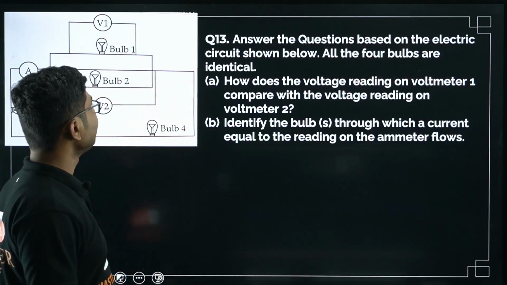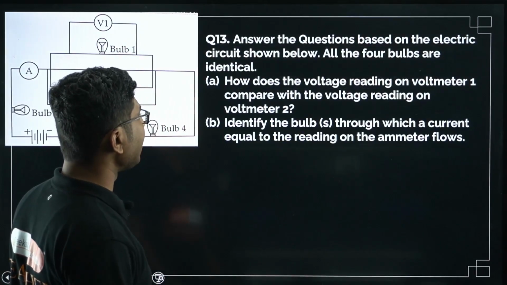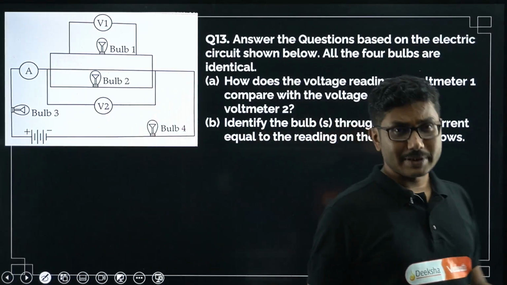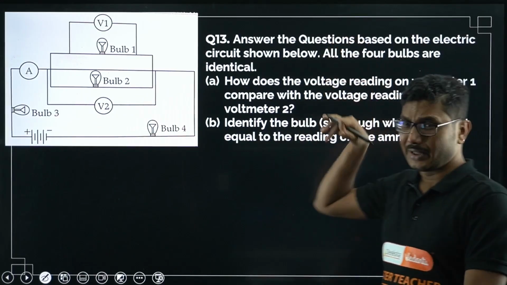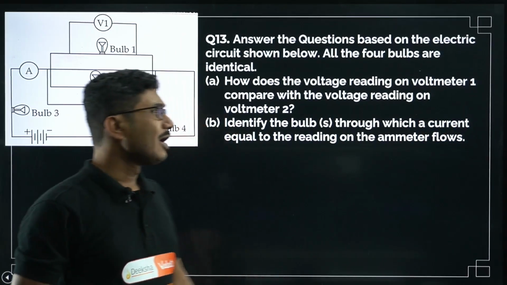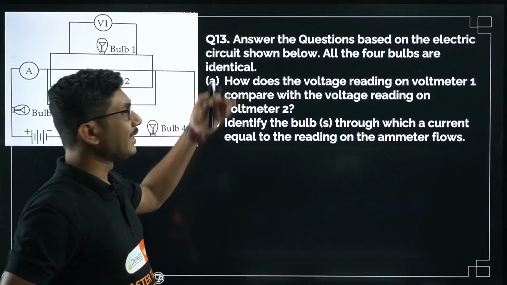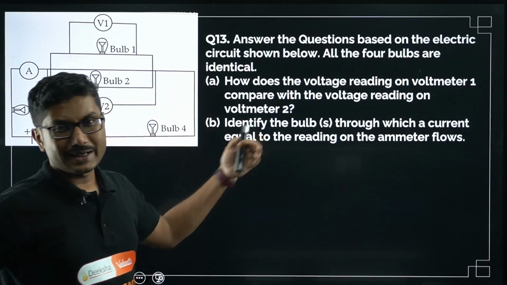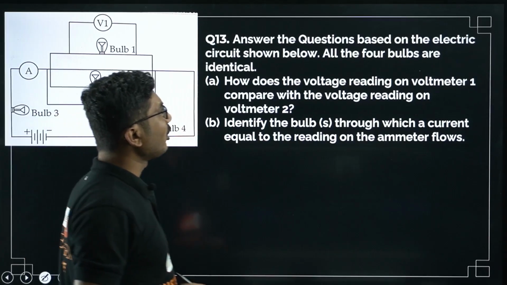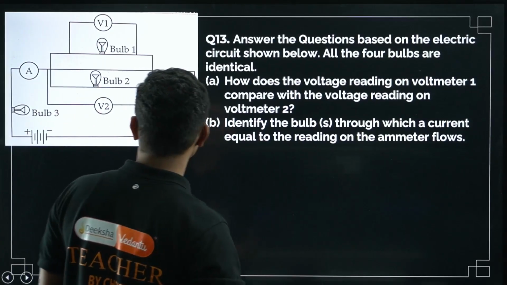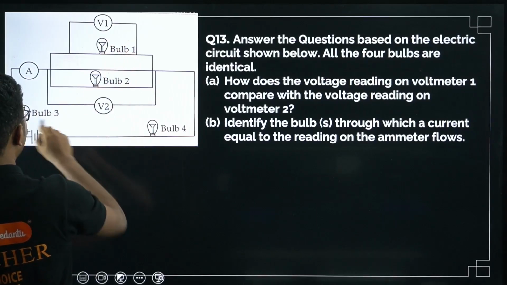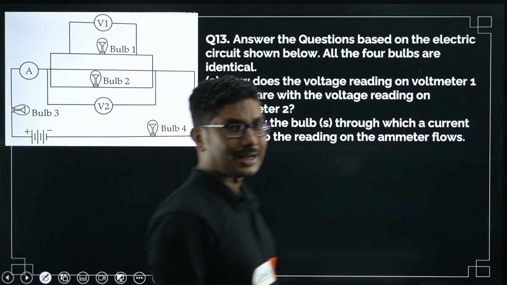Now next question, answer the question based on the electric circuit shown below. This kind of question can be asked as a case based question as well. There will be a slightly bigger statement and a circuit diagram the same as this, to confuse and distract you. Otherwise, just read the questions and answer them. So all the 4 bulbs are identical: bulb 1, bulb 2, bulb 3, bulb 4.